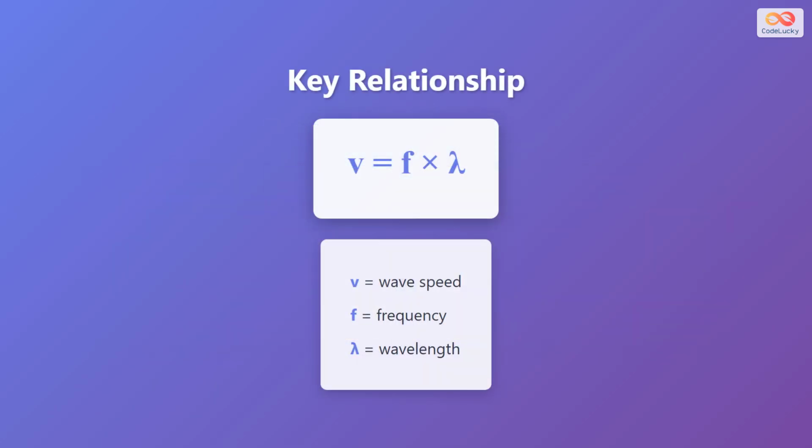Finally, let's look at the key relationship connecting wave properties. The wave equation states that wave speed equals frequency multiplied by wavelength. In symbols, V equals F times lambda. Here, V represents the wave speed in meters per second, F is the frequency in hertz, and lambda is the wavelength in meters. This fundamental equation shows us that if we know any two of these values, we can calculate the third. It reveals the interconnected nature of wave properties and helps us solve practical problems involving waves.